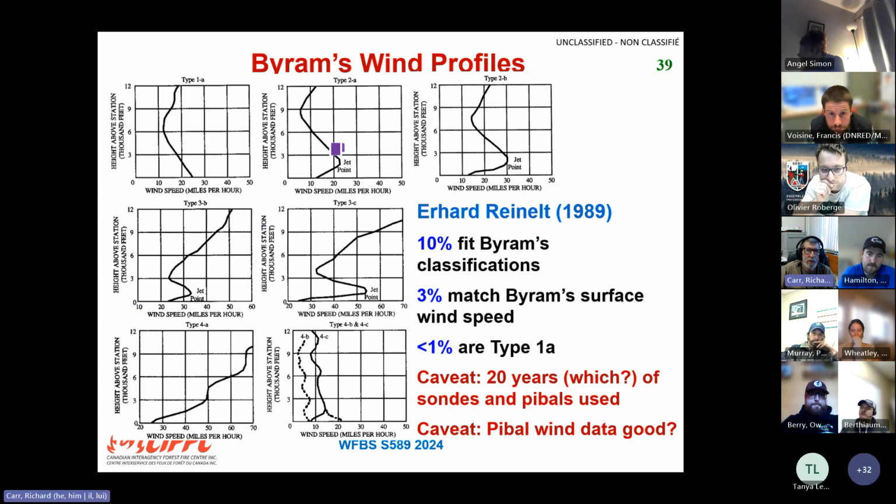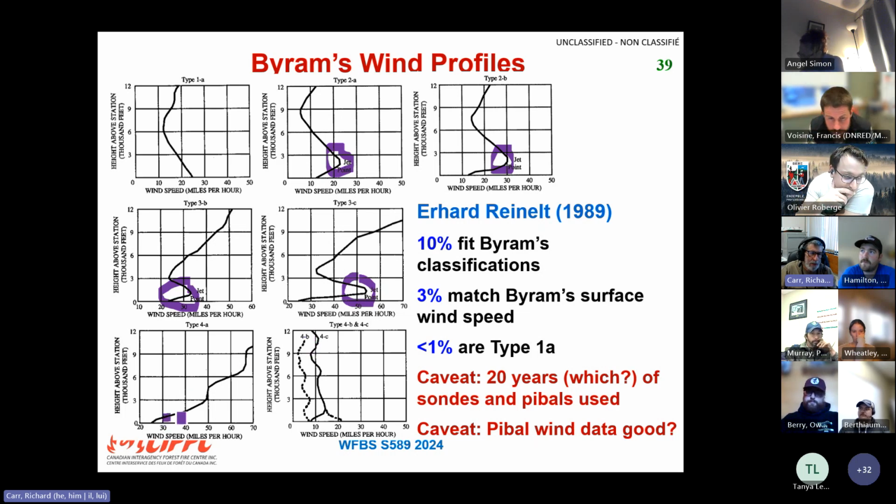2A and 2B both have that low-level jet, increasing wind a little bit above the surface here. Similar in 3A and 3B, but you can have an even stronger low-level jet in 3C, but then the shape of the profile above that is a little bit sharper, kind of decreases more rapidly and then increases again more rapidly.